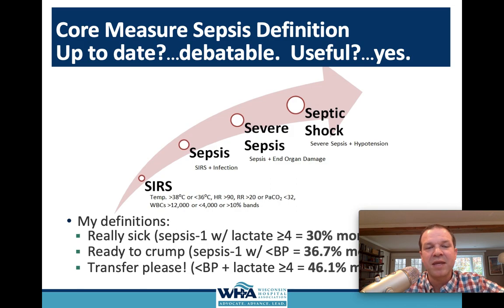If you meet Sepsis 1 criteria with a lactate greater than 4, that's a 30% chance of in-hospital mortality. If you meet Sepsis 1 criteria and low blood pressure, that is a 36.7% chance of in-hospital mortality. And finally, if the patient has low blood pressure, Sepsis 1 criteria, and a lactate greater than 4, that is a 46% chance of dying in the hospital. This is a very useful set of criteria. It's very useful for us as clinicians to spring into action, to spring into critical care mode, and start treating the patient in front of us.